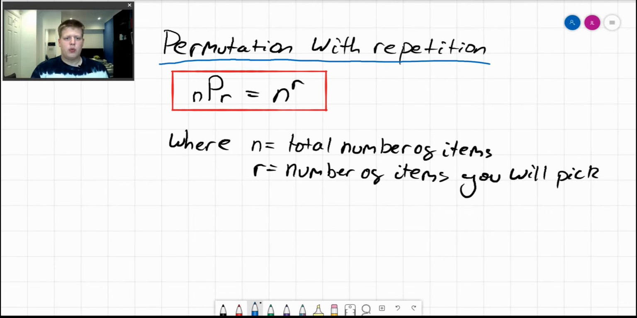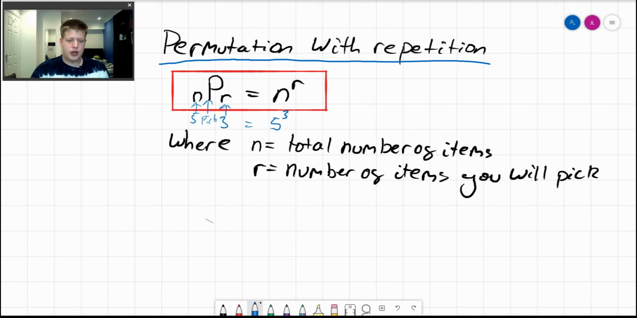So, what it means is that if you have n, which is the total number of things, in our case the 5 scoops of ice cream, and you want to pick, the P is for pick, 3 of them, r is the number of items that I want. So if I have 5 scoops of ice cream and I want to pick 3 with repetition, so I can have the same scoop twice, this will be equal to the number of choices I have raised to the power of the number of things I want.